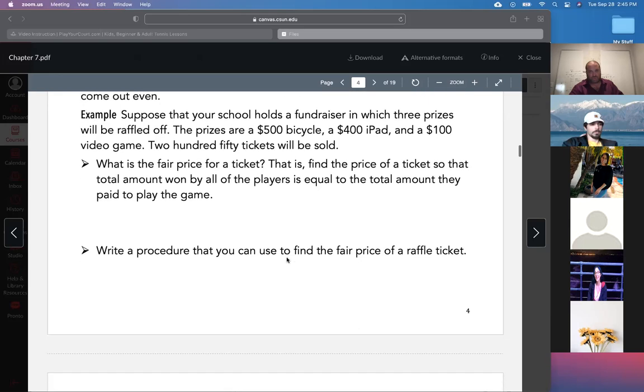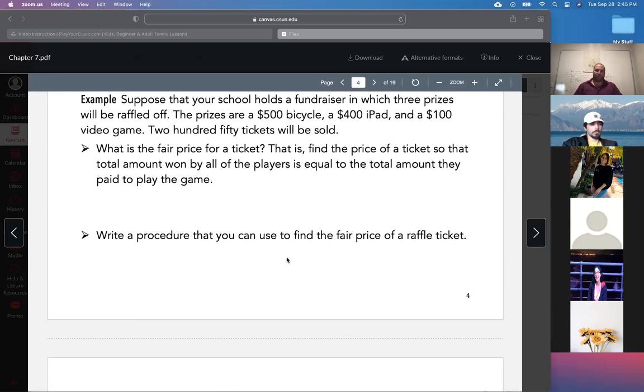Suppose that your school holds a fundraiser in which 3 prizes will be raffled off: a $500 bicycle, a $400 iPad, a $100 video game. 250 tickets will be sold. What is the fair price for a ticket? In other words, find the price so the total money won is equal to the total money that's given.